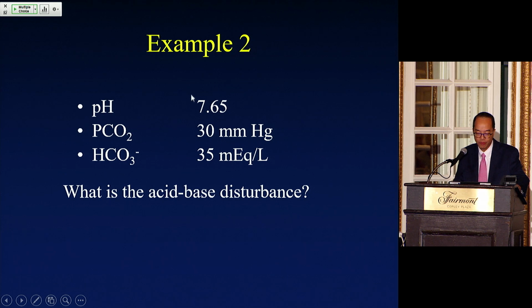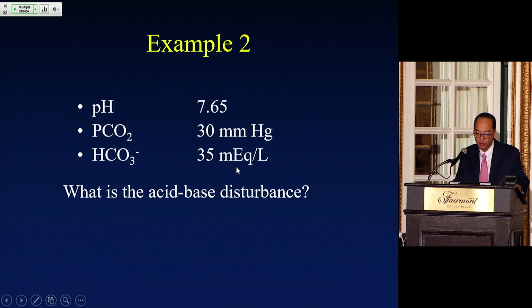Here's another example. The pH is 7.65, so this is alkalemia. Here the PCO2 is low, so this could be a respiratory alkalosis. When we look at the bicarb, if this were just a primary respiratory alkalosis, the appropriate compensatory response should be to lower your bicarb. That would be the appropriate renal response, but when we look at the bicarb, in fact, it's high. So this would be consistent with a metabolic alkalosis.